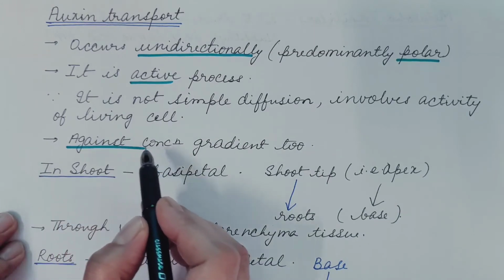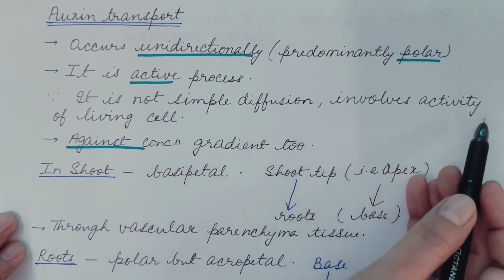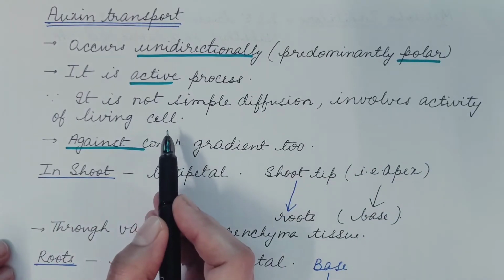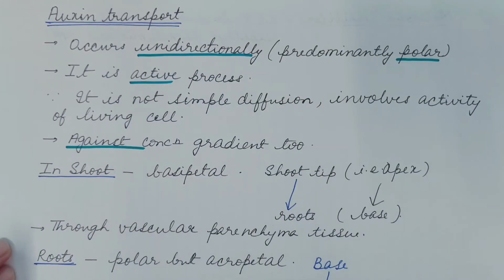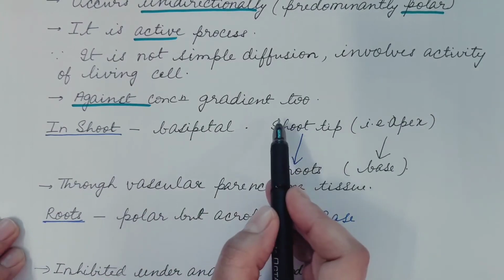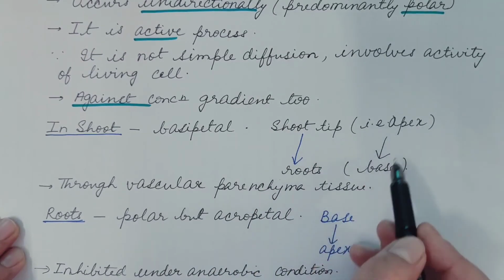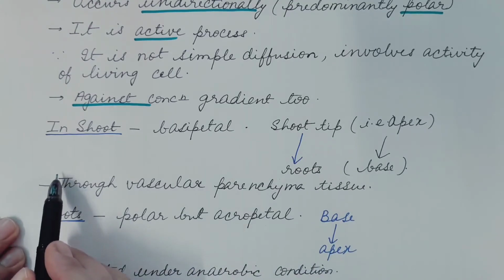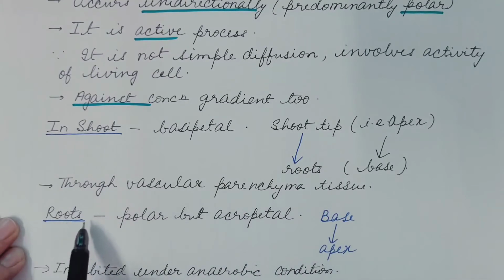It can occur against the concentration gradient also, and it involves activity of living cells. Hence, energy is required, so it is an active process. In shoots, it is polar and basipetal. That is, transport of auxin takes place from shoot tip to roots, or in other words, apex to base. And it occurs through vascular parenchyma tissue. In roots, it is polar but acropetal, that is from base to apex.